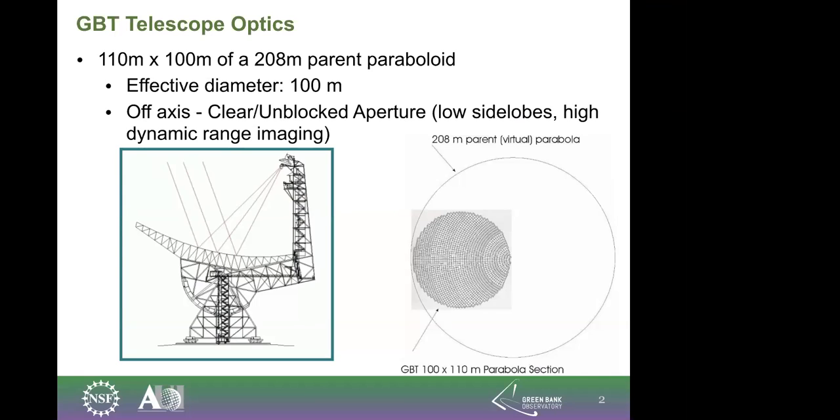One of the nice things with the GBT is that it has an off-axis, so an unblocked aperture. You can see that in the left figure. The rays come in and the receiver cabin is set off with the feed arm. So you don't have feed arms that are covering the dish as you would with, for example, the VLA, where you have the receiver sitting over the dish. The nice thing with the GBT is that it's an unblocked aperture, and this helps reduce the side lobes and allows for high dynamic range imaging.